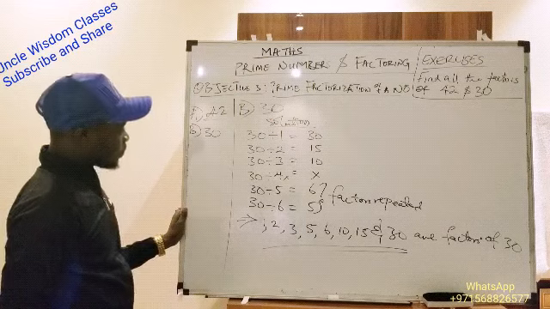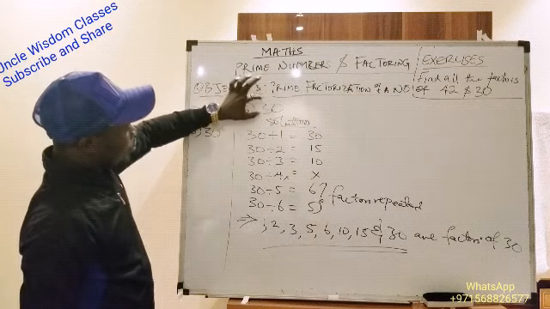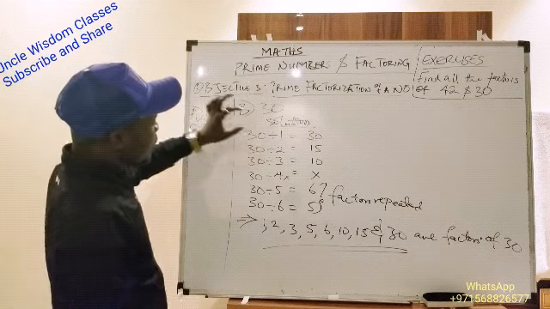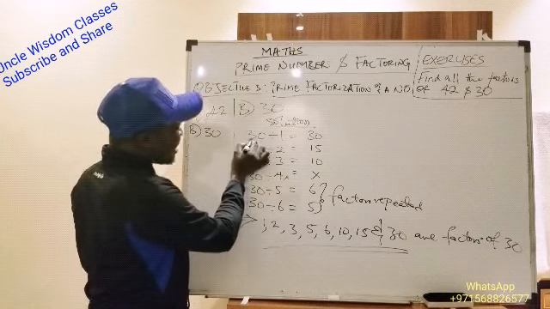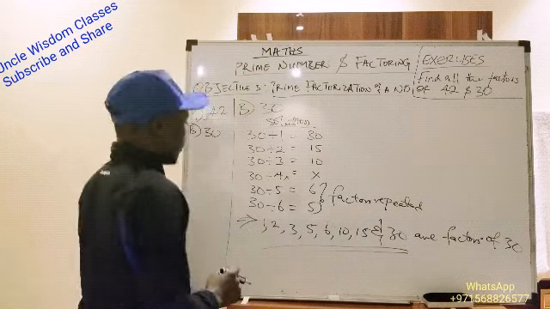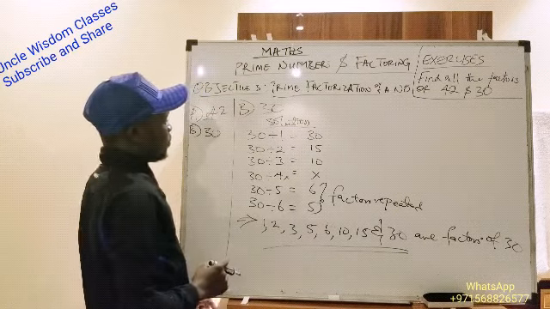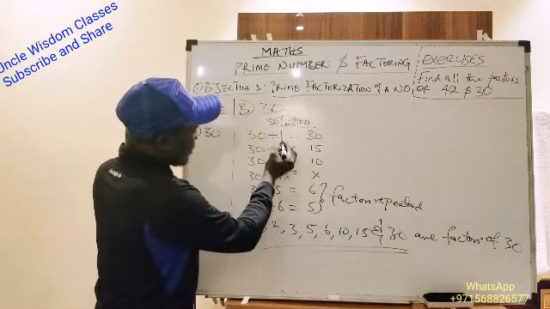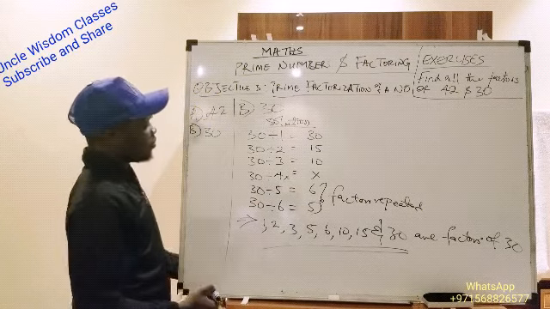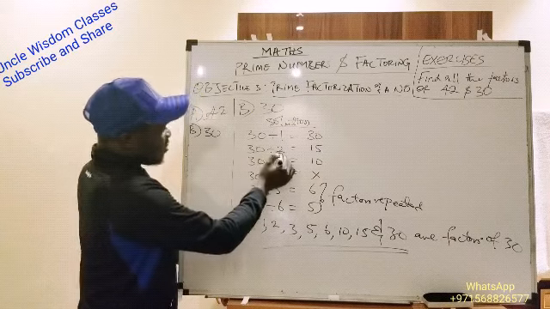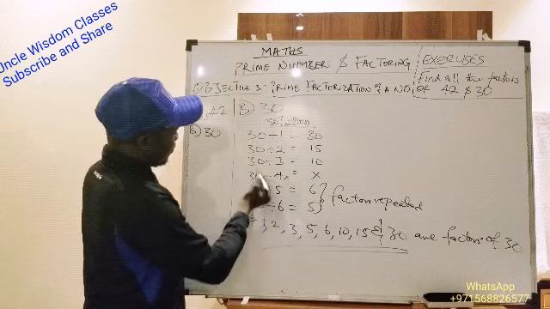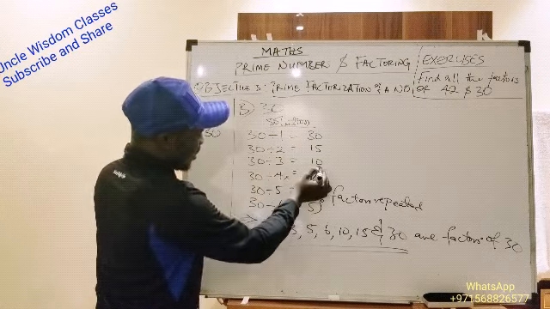I repeat. To find the factors of 30, any number that can divide 30 without remainder is a factor of 30. 30 can be divided by 1 to give us 30. Therefore, 1 is among the factors. 30 can be divided by 2 to give us 15. Therefore, 2 is among the factors. 30 can be divided by 3 to give us 10. Therefore, 3 is among.